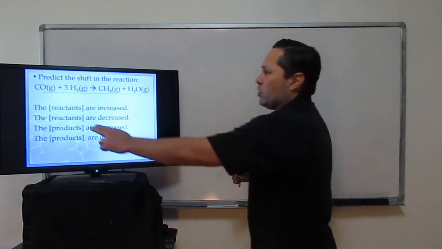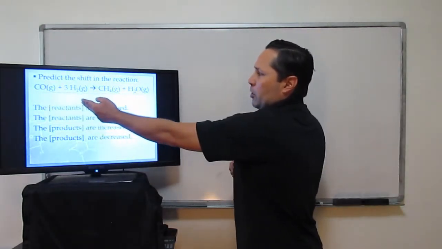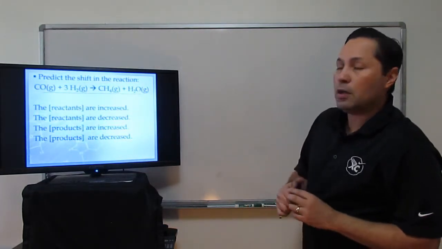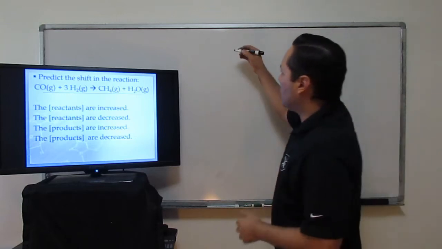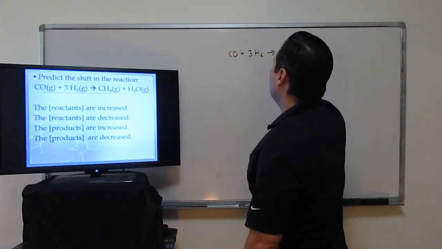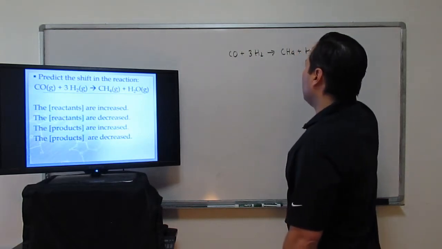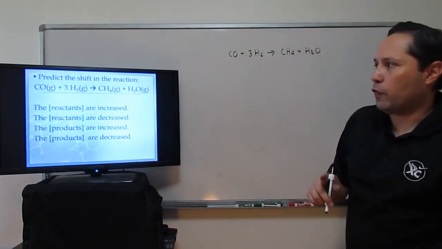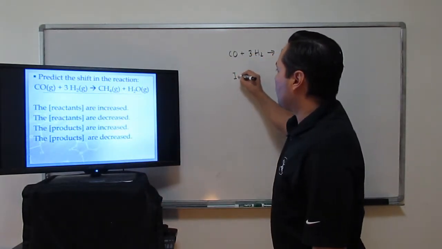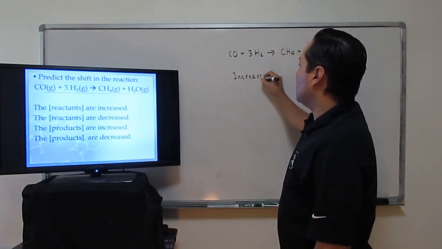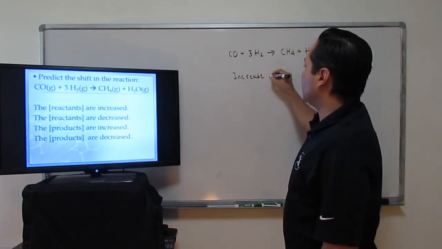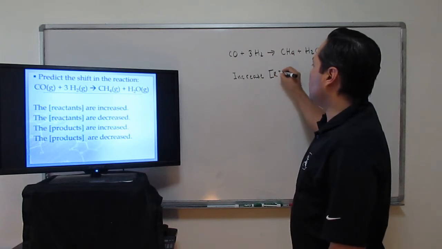We have this reaction right here. CO, carbon monoxide, plus 3 hydrogens reacts to give you methane plus water vapor. And let's go ahead and rewrite it again. So we have CO plus 3H2. It's going to give you CH4 plus H2O. That's the reaction. So the first question they ask, if the reactants are increased. So what happens if we increase the concentration of the reactants.